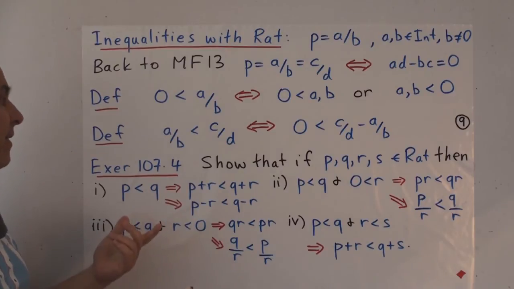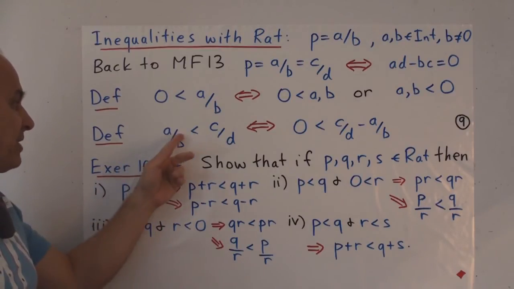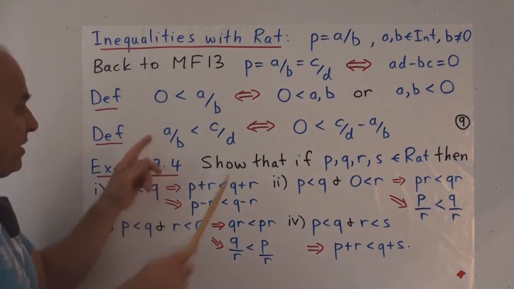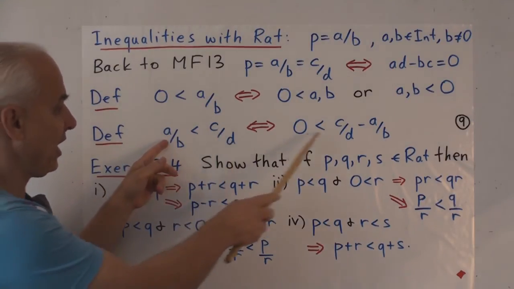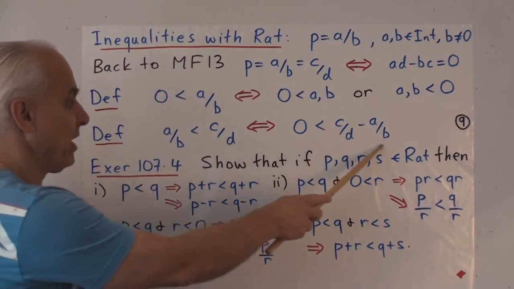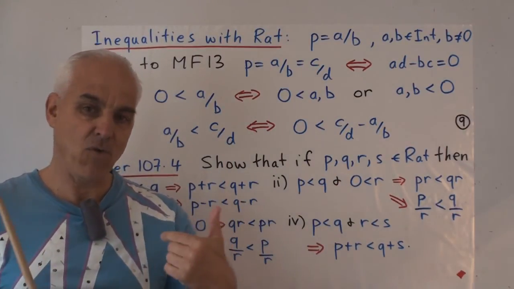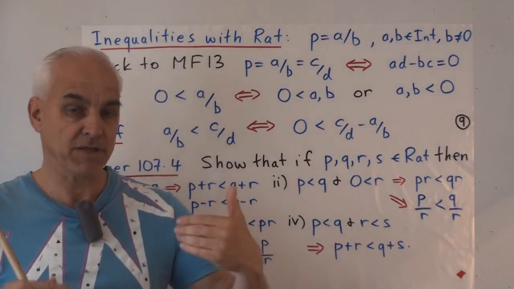Now we can define when one rational number is less than another rational number by agreeing that that happens precisely when the difference, c over d minus a over b, is positive. So we can define inequality in terms of our notion of positivity.